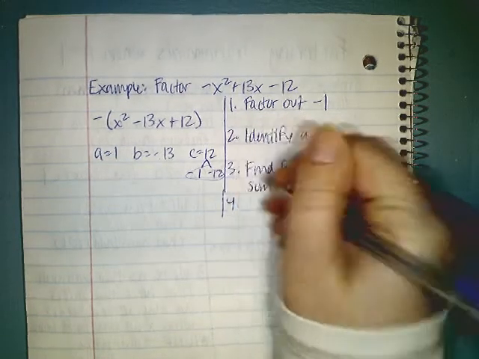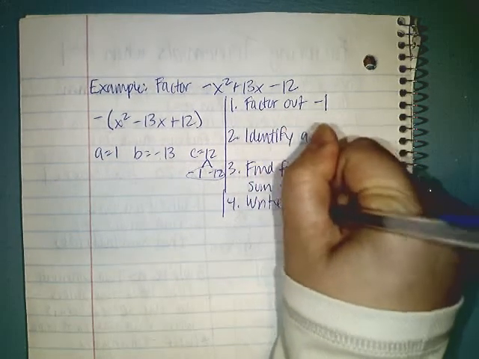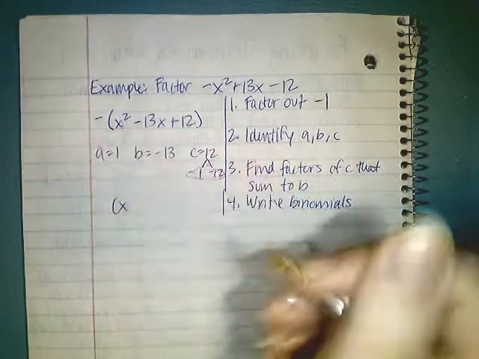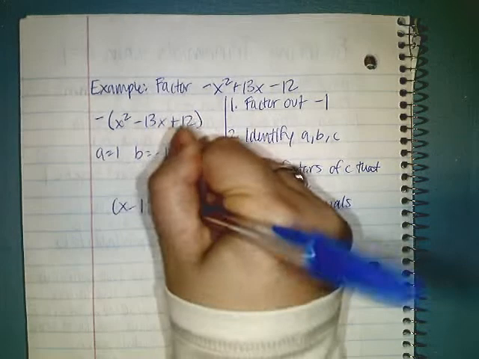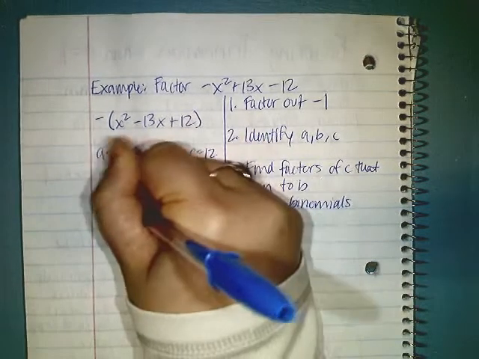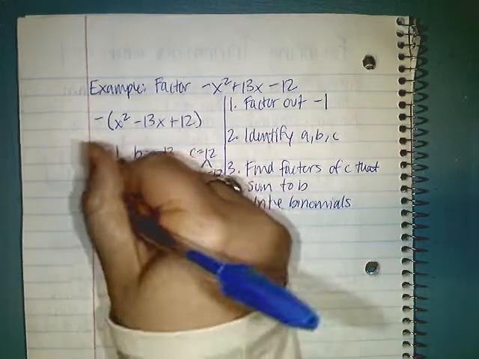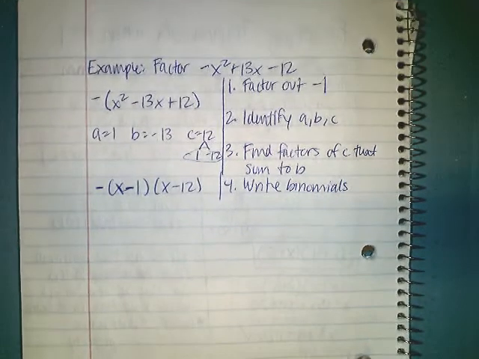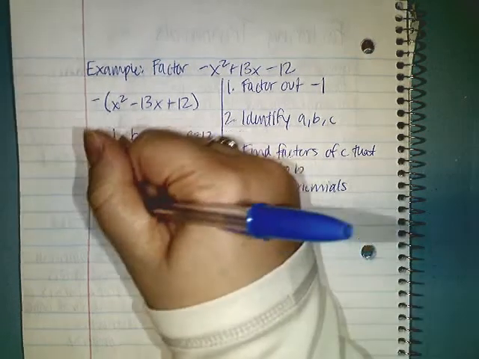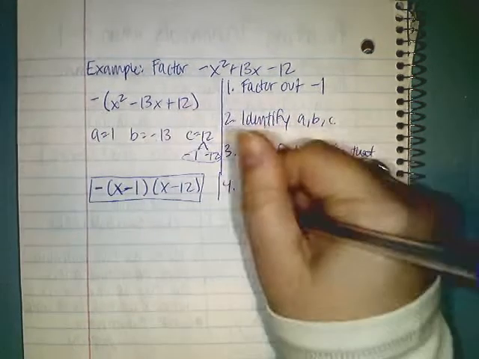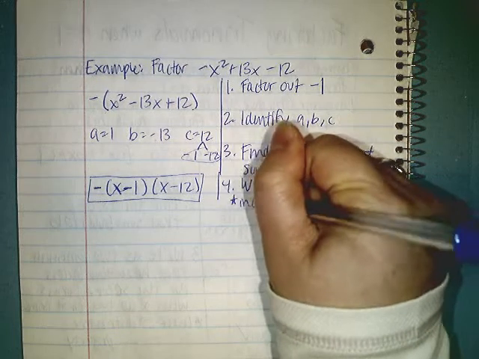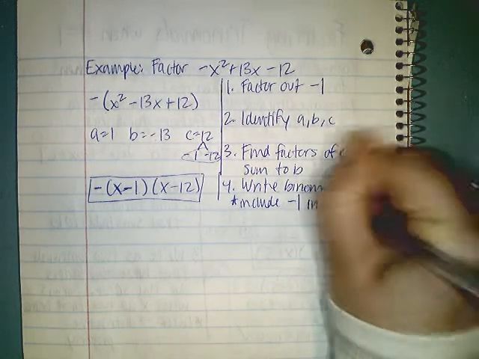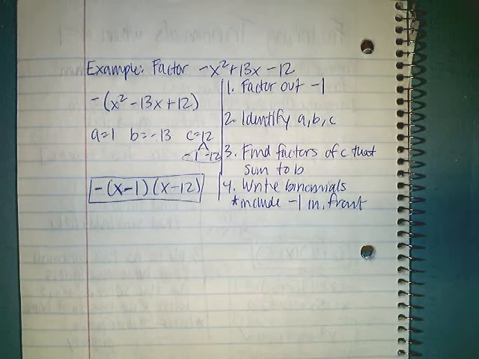So then I'm going to write my binomials. So I'm going to have x minus 1 times x minus 12. The only thing I need to remember is this number in front that I factored out, that -1, needs to come down and be part of my final answer. So that negative needs to be included in my final answer. So I have to include the -1 in front.